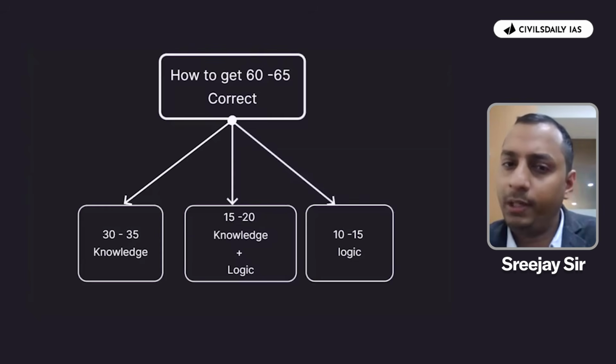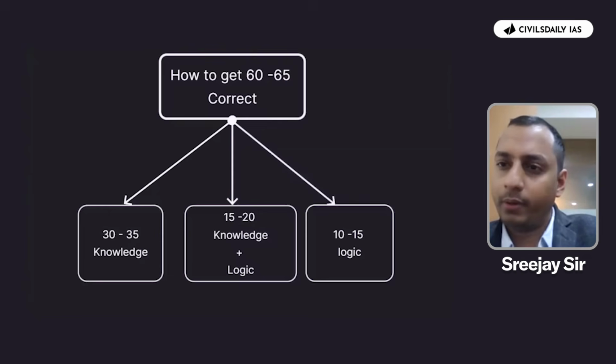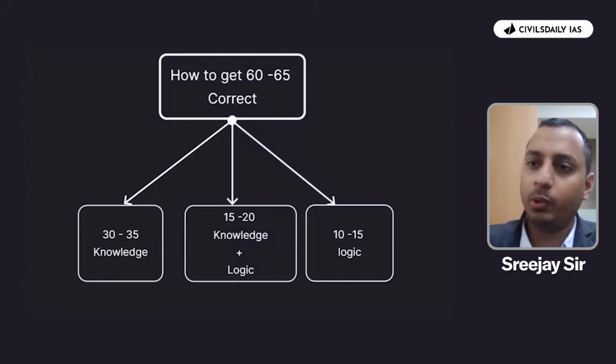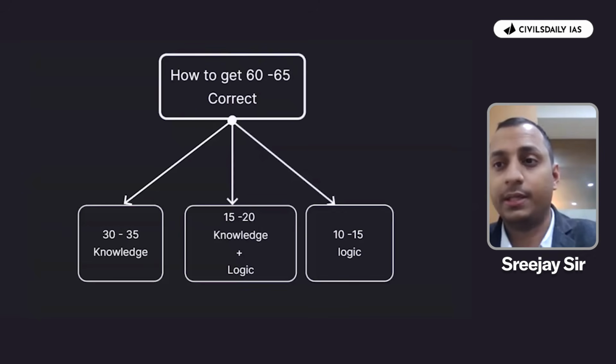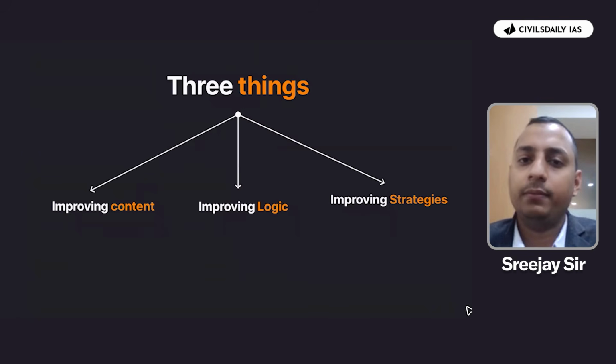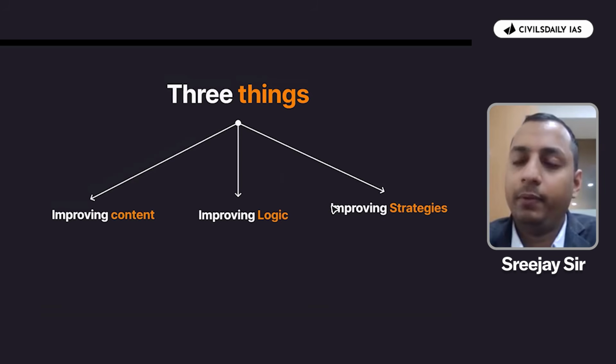Now, in this discussion, we'll be focusing on 2 areas: how to improve your content and also how to improve your logic, because both these things will get you across the 60 hurdle, which you need in order to qualify prelims. So what are the things you need to focus on? First of all, improving content, improving logic, and also improving the strategies. Now, we won't be dealing with the strategies in this part. You can watch my video on YouTube regarding the strategies.